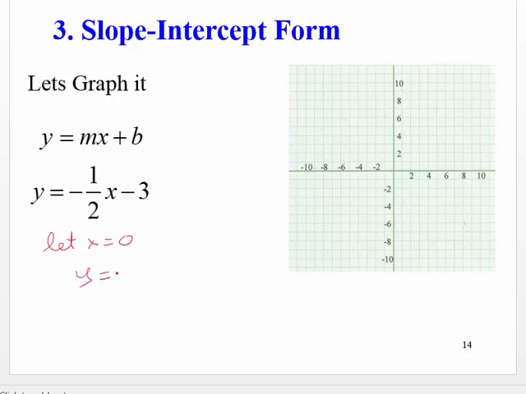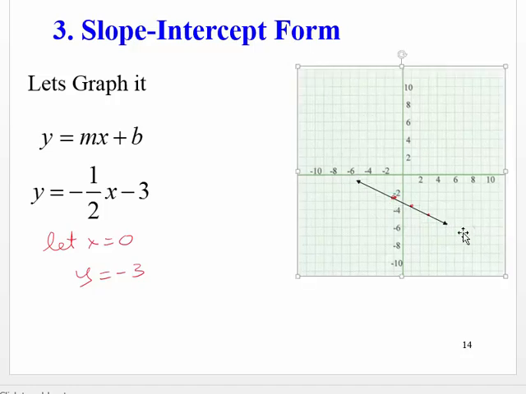So now we have, if we let x be equal to 0, all this term goes away. We have y is equal to minus 3. b is equal to minus 3, the intercept. So y is equal to minus 3. We have this point. And then we go down minus a half. So if we go over 1, we go down a half, so we can go over 2 and down 1. Over 2, down 1. Over 2, down 1. And all these points work in this equation. So now we can connect that. And if we start here, we do it, and there's our line.